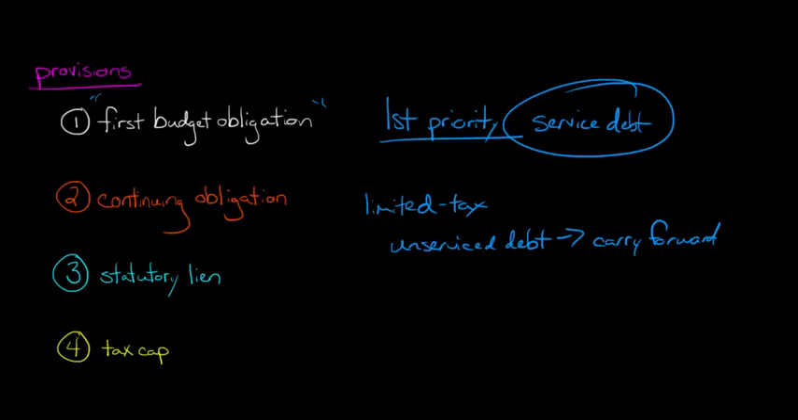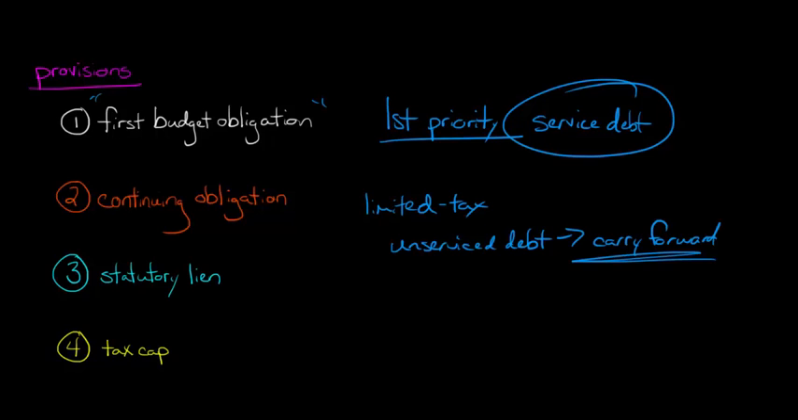So basically, even though you say, hey, look, we have limited tax, we can only raise taxes so much this year, and therefore we're not able to service all the debt, then this continuing obligation says, fine, the portion that you couldn't service is going to carry forward to the next period.